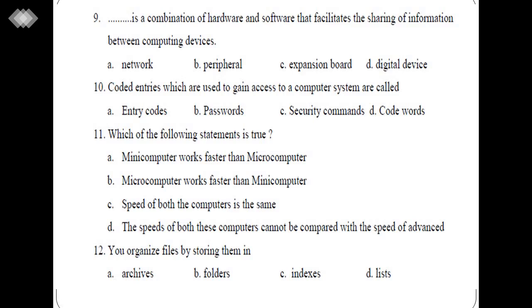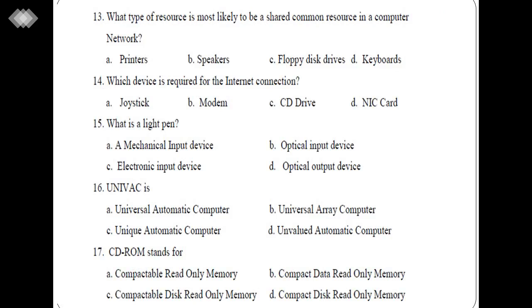Now come to the next question. Who organizes files by storing them in archives, folders, lists and indexes? Question number 13. What type of resource is most likely to be a shared common resource in a computer network? Options are printers, speakers, floppy disk drive, and last is the keyboard.